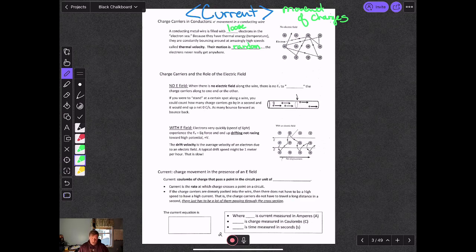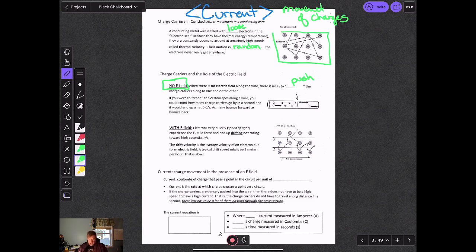So what if there's no E field? Let's take this piece of metal, and let's start with no E field. That is to say, the wire either has the same energy on both ends, or it's not even hooked up, right? So if there's no electric field along the wire, there is no electric force to push the charges along, right? To force them along.